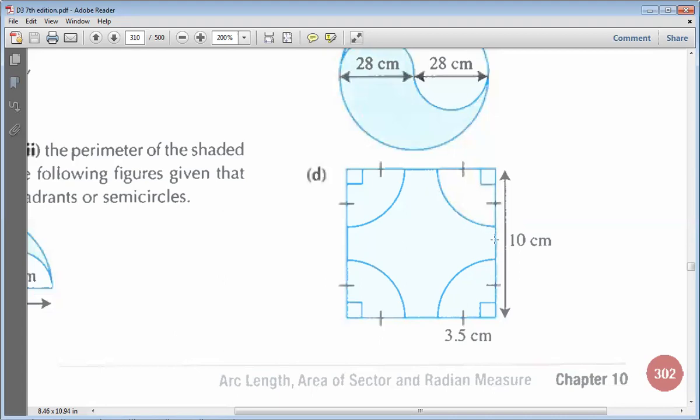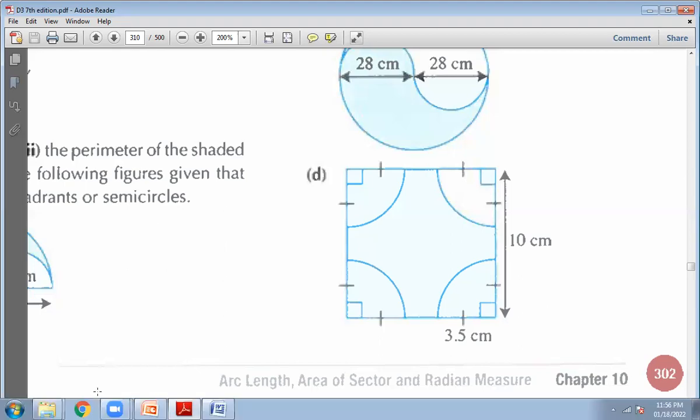So how much is this one? If this is 3.5 and this is 3.5, it will be totally 7. And this whole length is 10, so 10 minus 7 is 3. So this straight line is 3, this straight line is 3, this straight line is 3, this straight line is 3. So you will have 4 straight lines, and each straight line is 3 centimeters, and you will have 4 arcs. So 4 multiply L plus 4 into C, and that will give you the perimeter.